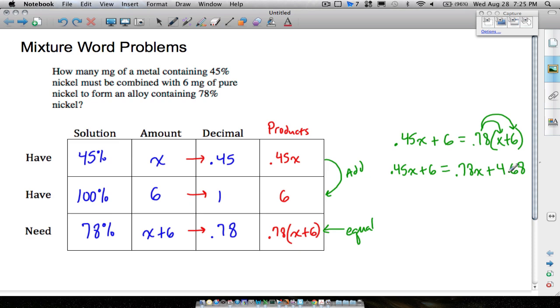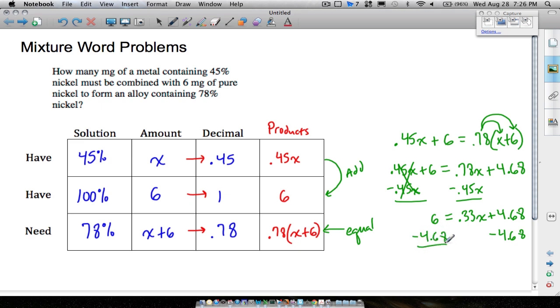And now continue solving this equation. To get x on one side, I'm going to subtract the 0.45x from both sides. These cancel out, bring down what you have left. You have 6 equals, and then 0.78 minus 0.45, combining like terms, you have 0.33x. Bring down this plus 4.68. And now let's subtract the 4.68 from both sides, trying to get x by itself.